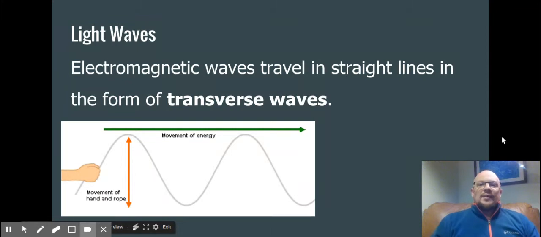Electromagnetic waves travel in straight lines in the form of transverse waves. And so if you remember our demonstration using the rope for transverse waves, as you move your hand up and down, the waves move up and down. And so they're transverse, moving perpendicular to the resting point. So the energy is moving in this direction, but the wave is moving up and down as well.